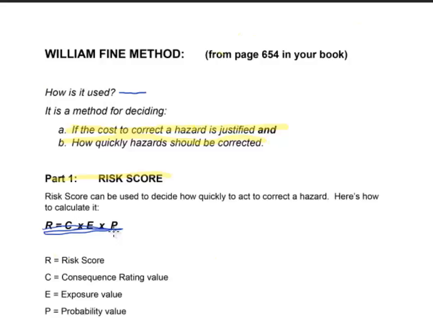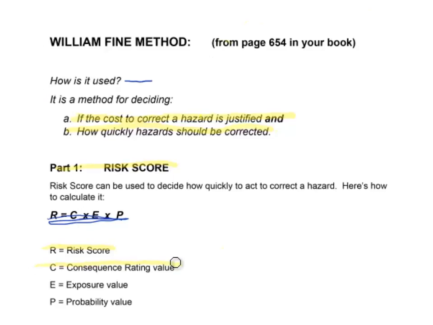The only difficulty is in determining the values that we're going to use. We're going to look at those, but I kind of want to go through what they mean first, and then we'll look at the actual numbers that we might use. R, of course, is our risk score. That's what we'll get after we do our multiplication. C is the consequence. If the hazard actually turns into an accident, what might be the consequences? E is the exposure value. P is the likelihood that that hazard will cause an accident. So I will show you the values in a minute.